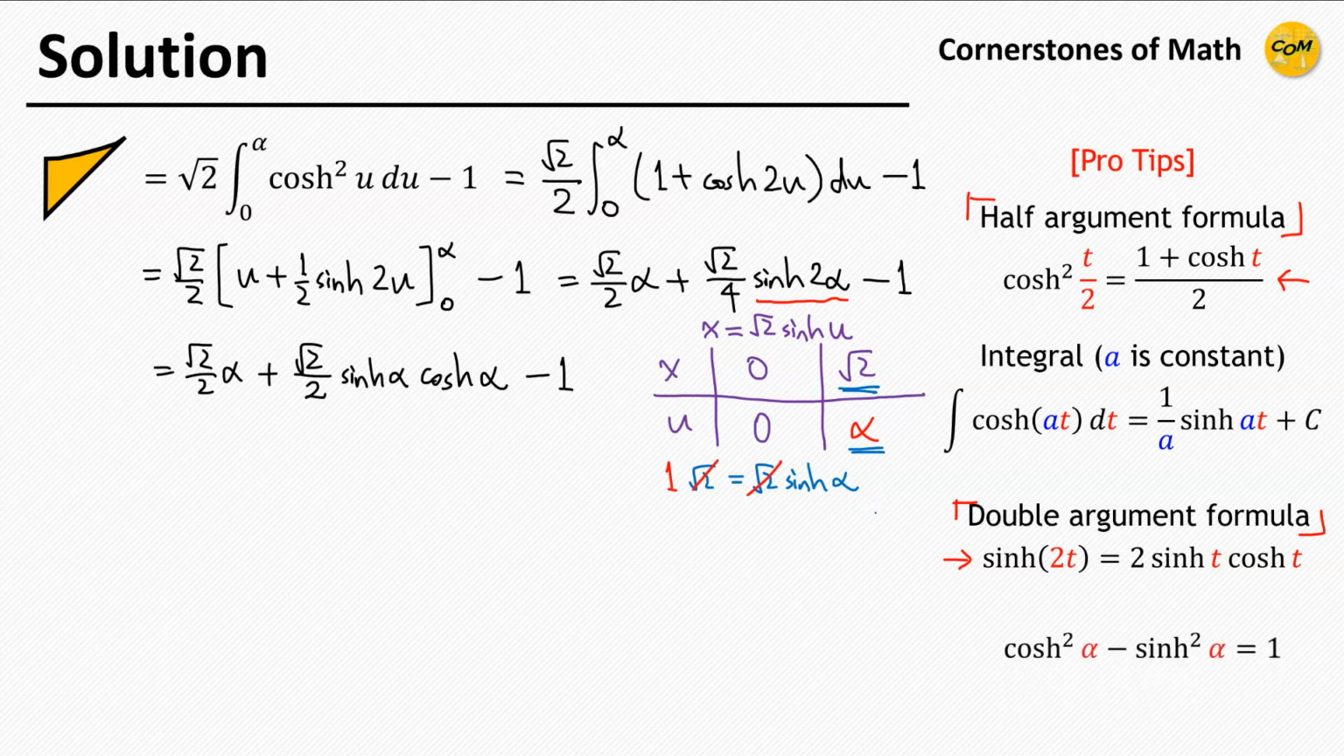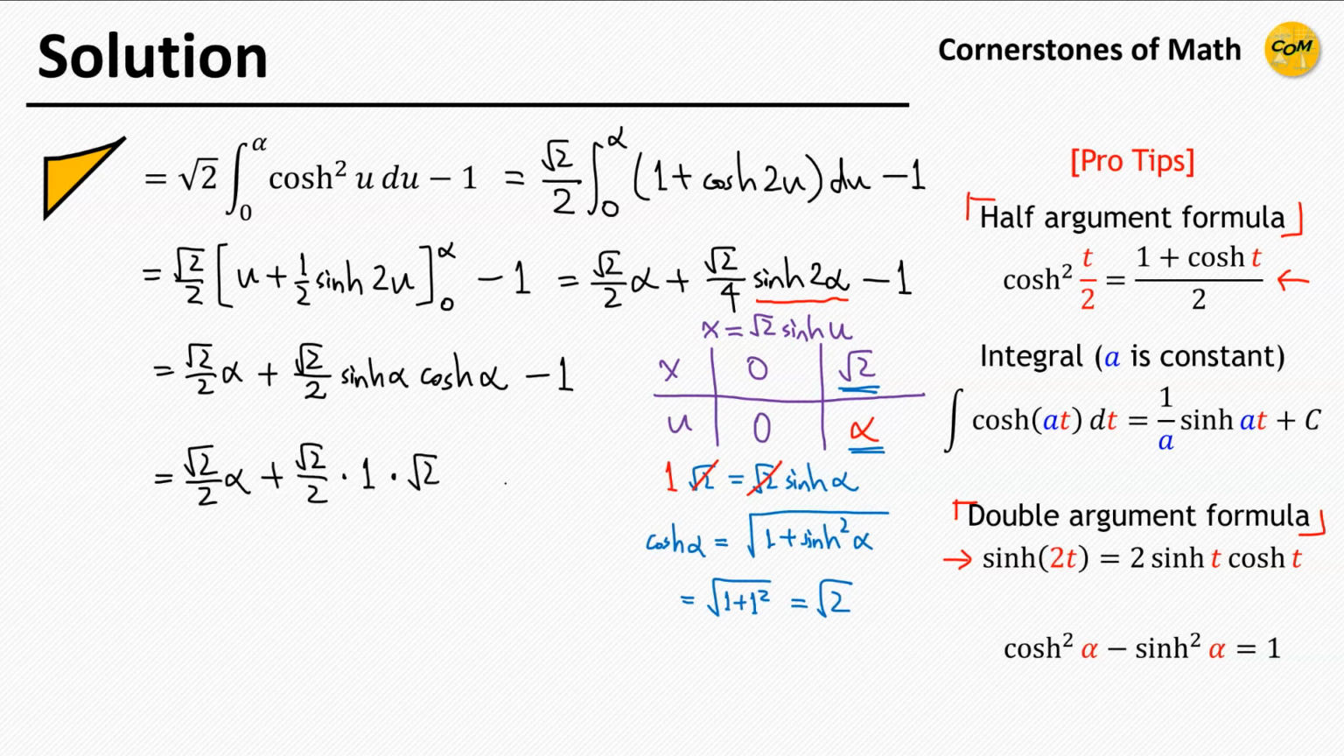Then from hyperbolic cosine squared minus hyperbolic sine squared equals 1, and that hyperbolic cosine alpha is positive, hyperbolic cosine alpha is given as square root of 1 plus hyperbolic sine squared alpha, so square root of 1 plus 1 squared, so square root of 2. Therefore, the area of the orange region is square root of 2 over 2 alpha plus square root of 2 over 2 times 1 times square root of 2 minus 1. And you can easily notice that these two terms cancel out, so it is just square root of 2 over 2 alpha.